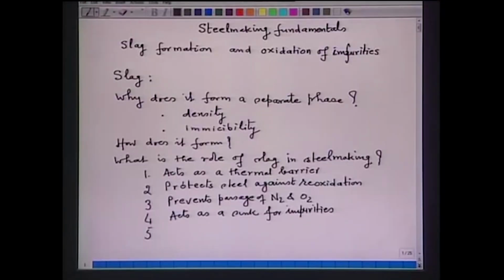Fifth, slag also controls oxidation and reduction potential of slag. Oxidation and reduction potential.